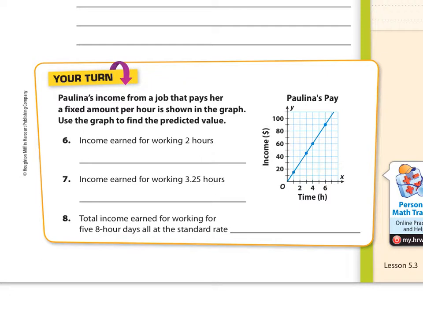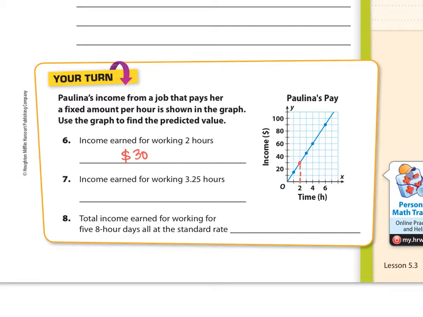And number 6 says income earned for working 2 hours. So 2 hours, the hours is on the bottom on the x-axis. So I'm going to look for 2, and 2 is right here. And I want to go directly up to the line, and I get this point right here. So that looks like $30 for our income.